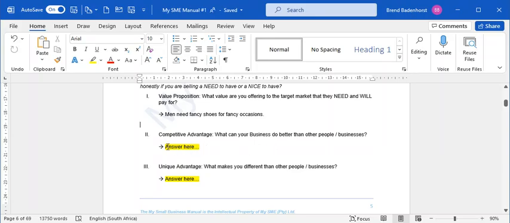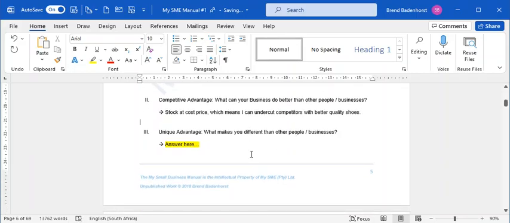Right, competitive advantage. In a nutshell, what I'm going to say here is we get the stock at cost price, which means I can undercut my competitors with better quality shoes. When it comes to your competitive advantage, it's all about comparing apples with apples. When it comes to the uniqueness, I now need something different.